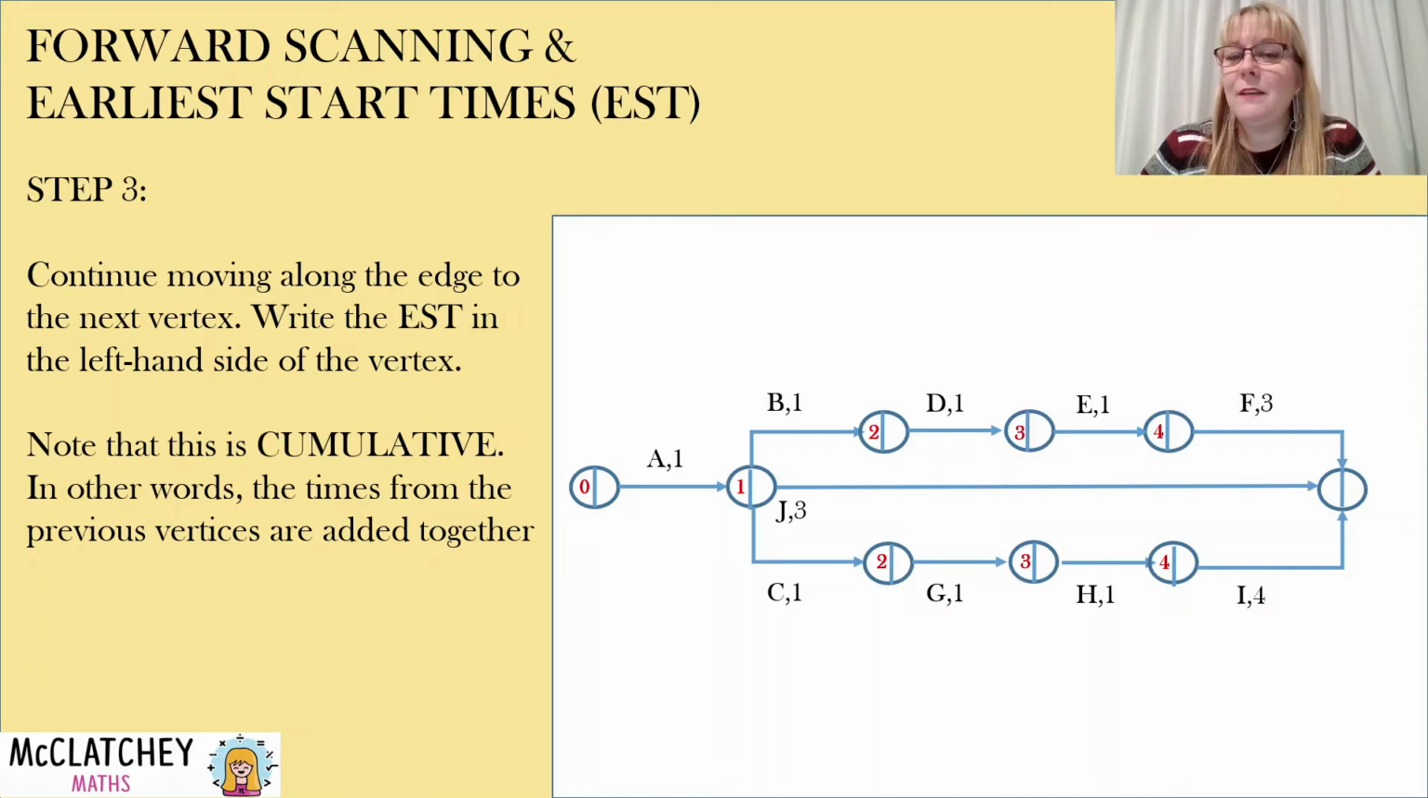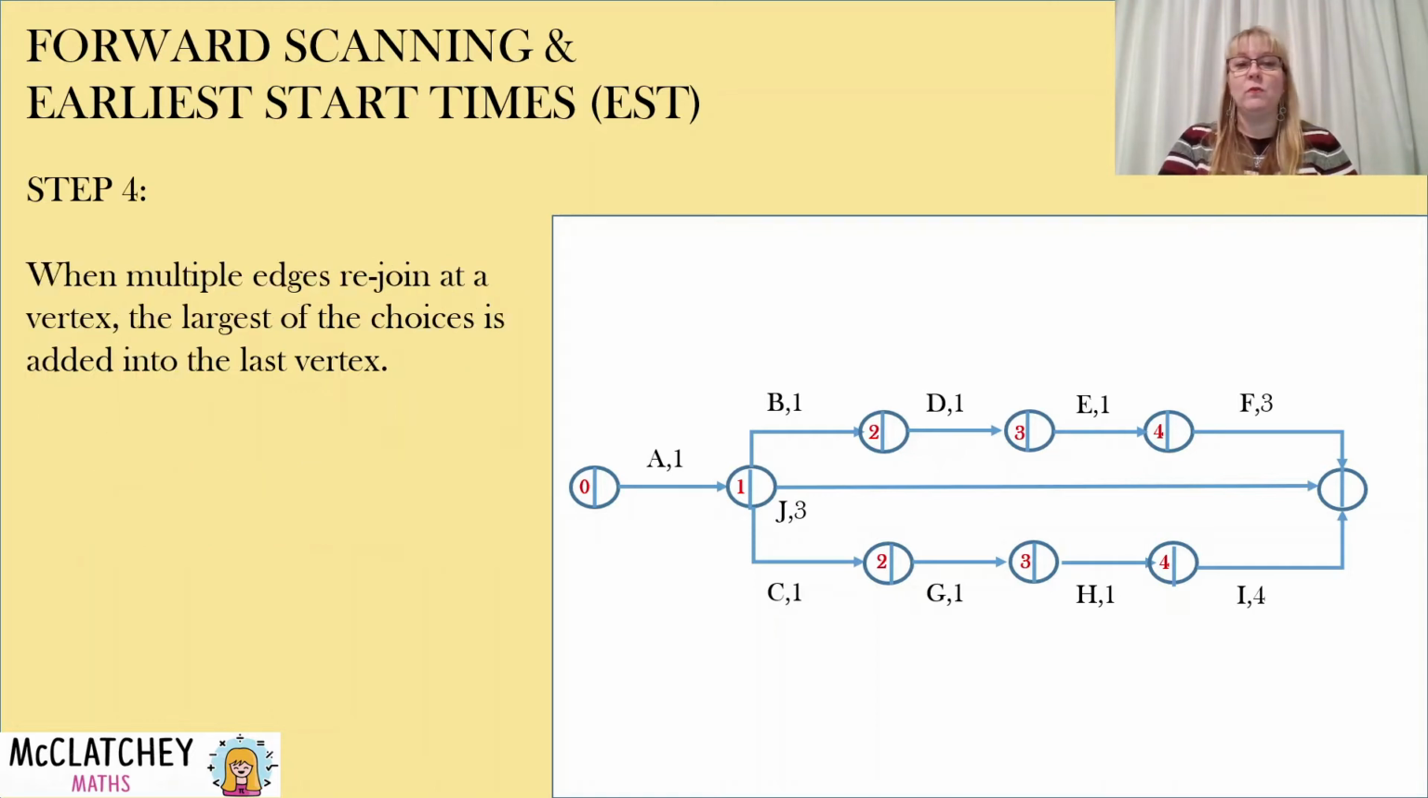Or do I put 8 from my bottom process? Well, the answer is you must put the maximum into that last one. So when we've got these multiple edges rejoining at a vertex, we have to choose the largest of our choices. That means we are going to put the number 8 into that last vertex. That's very important to note.